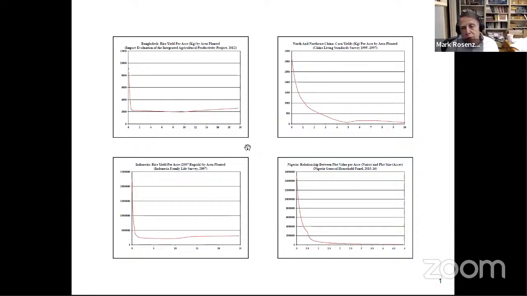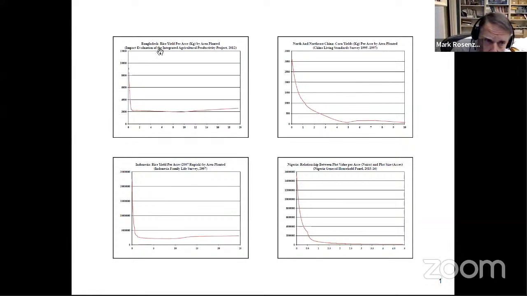The third fact is this inverse relationship. So this plots the relationship between either output per hectare or per acre, profits per acre, or rent per acre in 4 countries: Bangladesh, China, Indonesia, and Nigeria. And the x-axis is acres of planted crops. And it represents the full scale of operations in the countries.